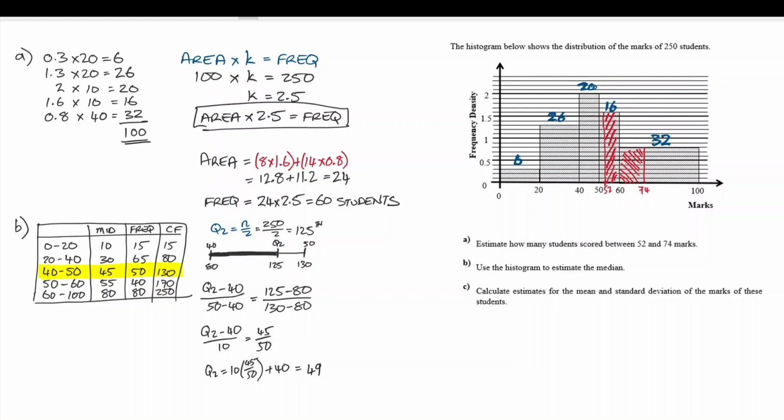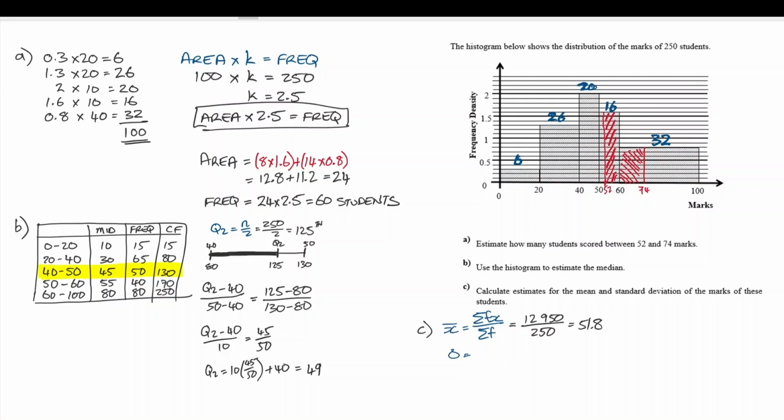Part C of the question wants us to calculate estimates for the mean and the standard deviation of the marks obtained by these students. This can be done on our calculator. Midpoints and frequencies in list 1 and list 2. Here's the formula for the mean. X bar is the sum of fx divided by the sum of f. All of these we can see on our calculator screen.